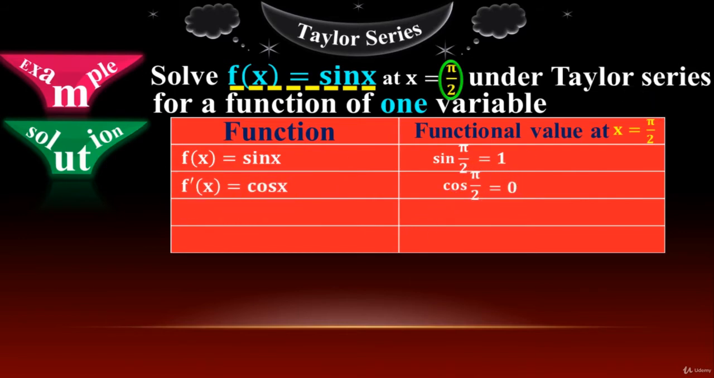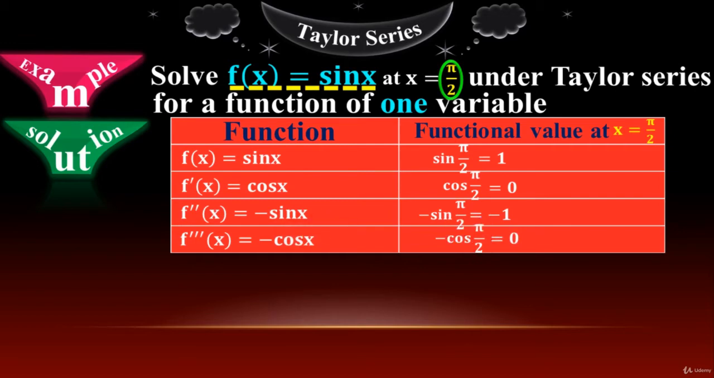And then again take its derivative to have f double prime of x equals minus sine x. Substitute the value of x, which is pi over 2. Minus sine pi over 2 equals minus 1. Take its derivative again to have f triple prime of x equals minus cos x. Substitute the value of x, which is pi over 2. Minus cos pi over 2 equals 0.